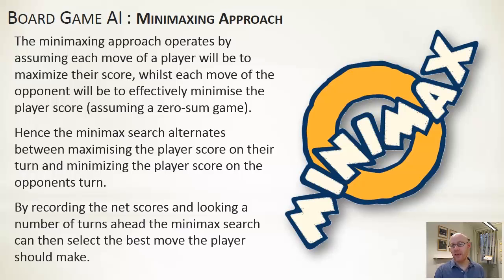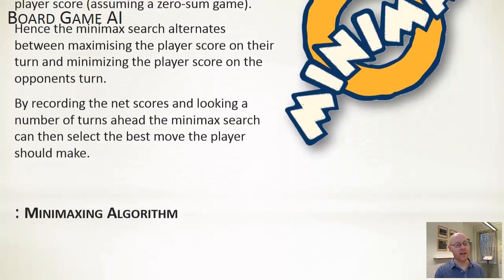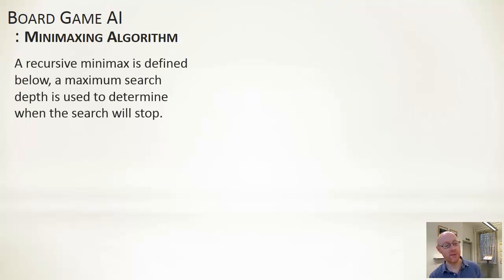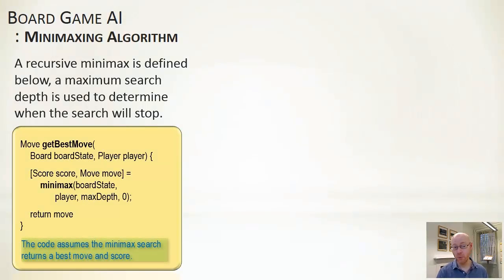So we can have a look at the algorithm for doing this. Let's say we have a method called getBestMove, and it returns a move. And we pass into it the board state that we're currently using, and then the player that is going to be taking that particular move. It's going to be a recursive function, so minimax will be a recursive call, and for the most simple implementation of it, that's what we'll use.